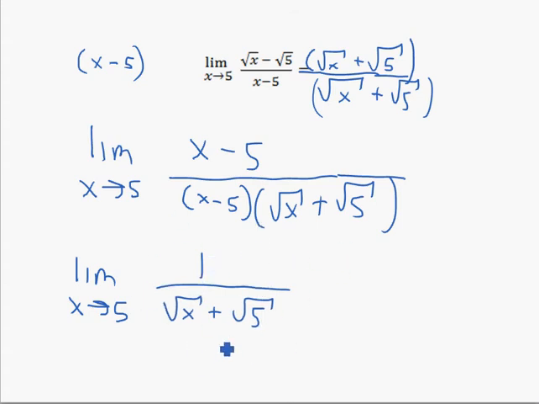So to evaluate this limit, I can just plug in 5, and I get 1 over root 5 plus root 5. And that's just 1 over 2 root 5. So there's our answer.